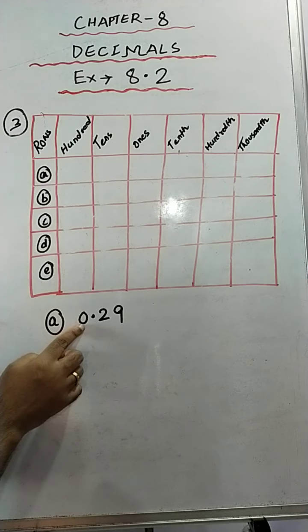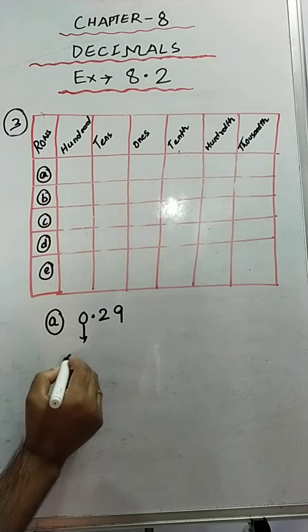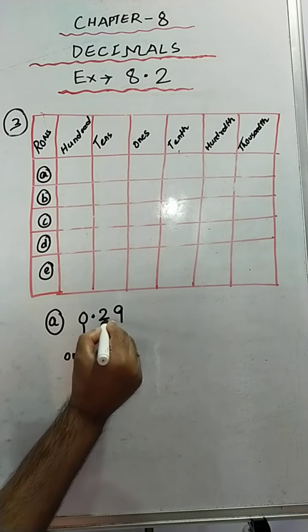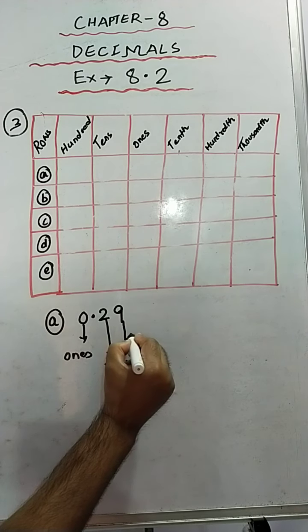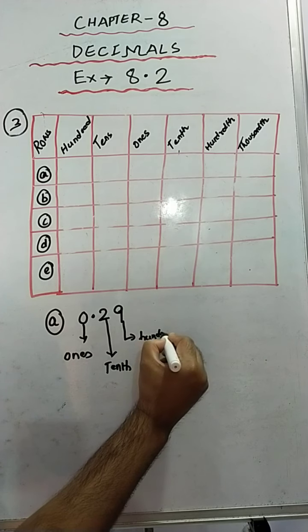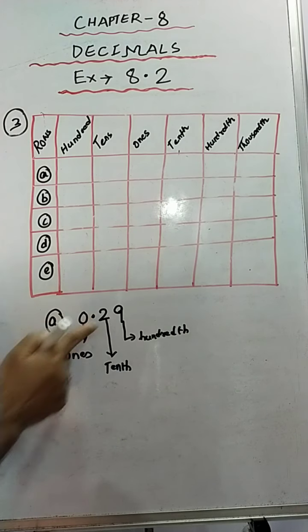So what is the place value of 0? The place value of 0 is ones, isn't it? What is the place value of 2? It is tenth. And what is the place value of 9? It is hundredth, isn't it? So this is how you decide where to put all these numbers.